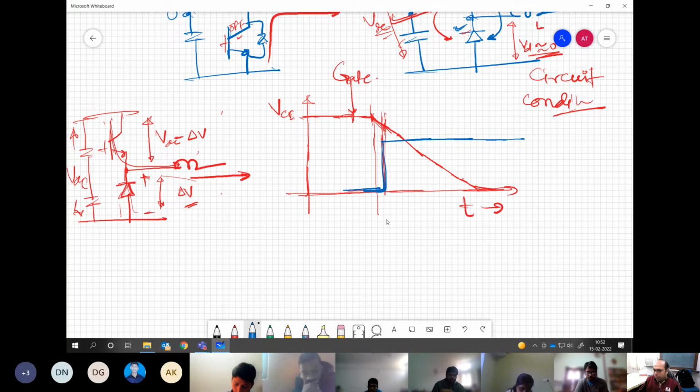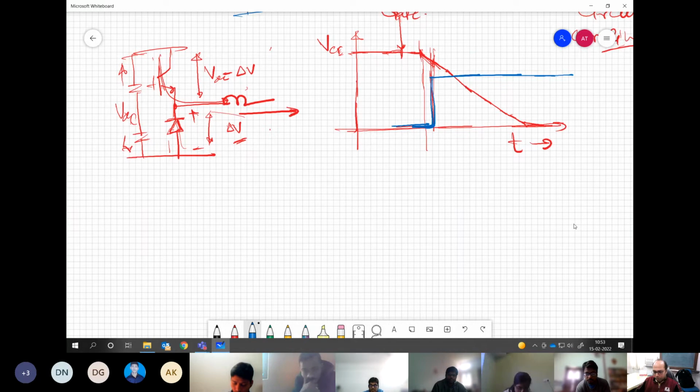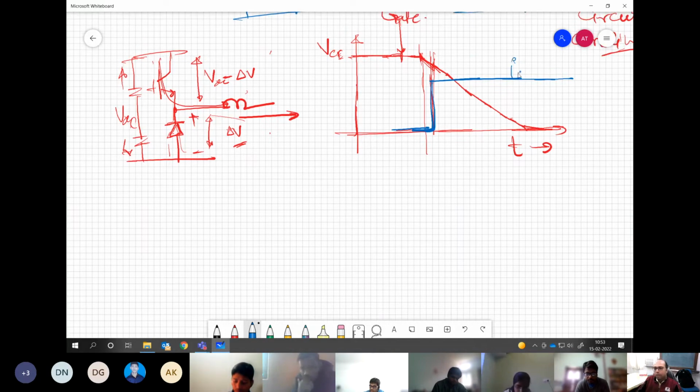You understand this point? Yes or no? Yes, sir. So this is how the device current is going to behave.